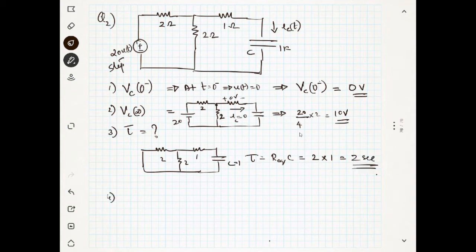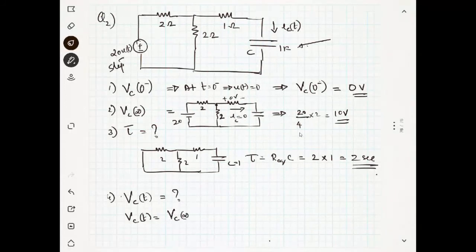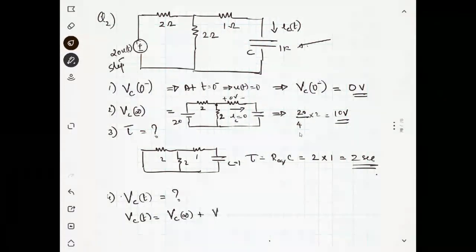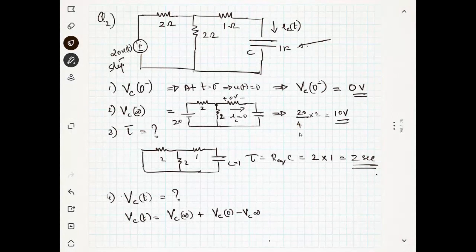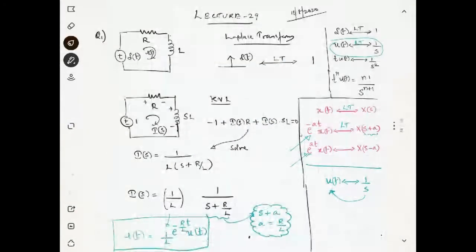Now we will find the fourth one. What is the equation for the current and how will it look? What is the equation for the voltage across the capacitor? VC of t has a form. I told you, if there is a source, the equation will be VC of infinity plus VC of 0 minus minus VC of infinity, into e power minus t over tau. Do you remember? I already told this equation in the last class.